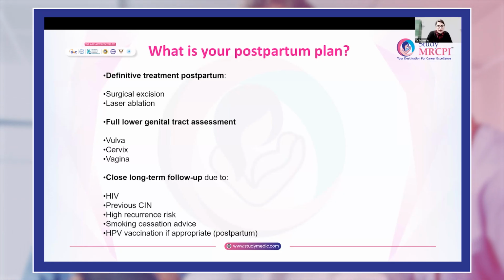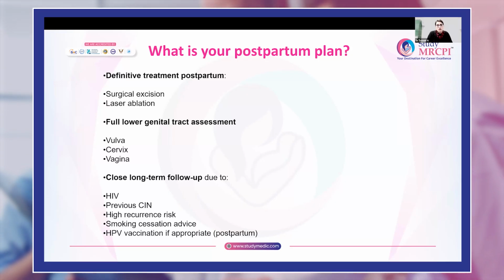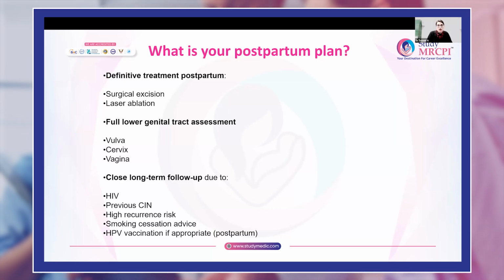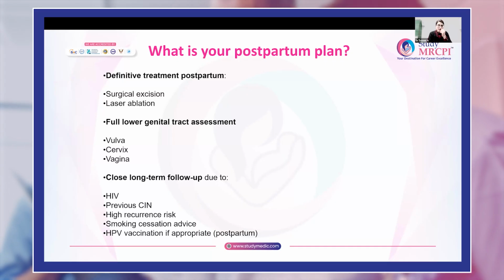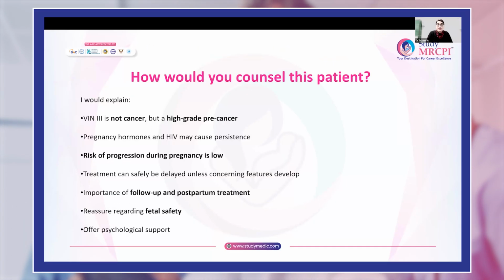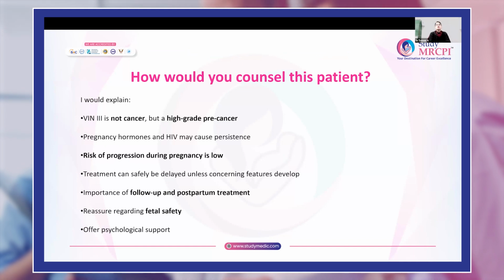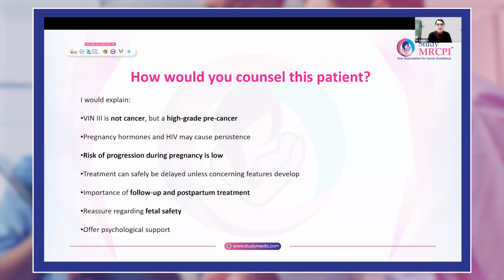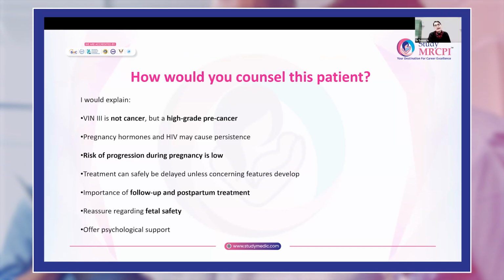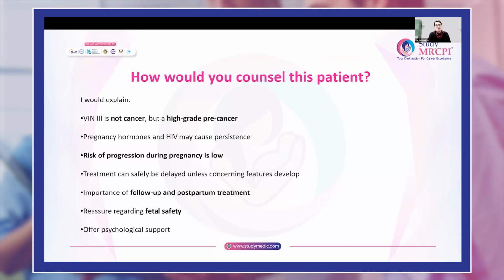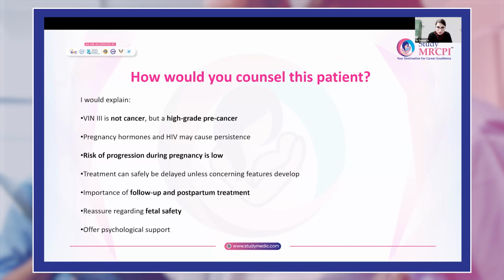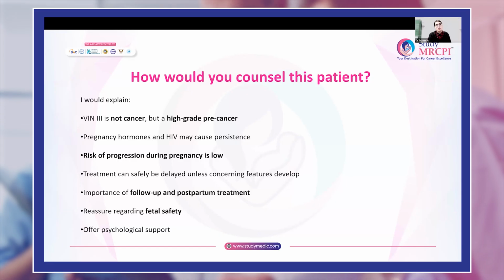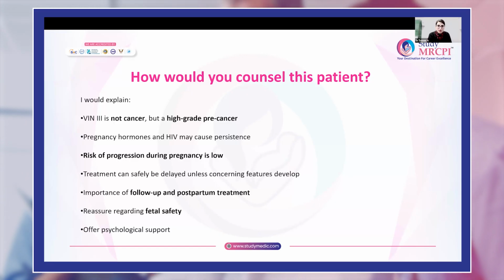High risk of recurrence. If there are any social habits which need to be optimized, she should be connected with stop smoking services, and she should be advised on long-term follow-up for her cervical disease as well. This patient should be counseled in a very sensitive way about vaginal intraepithelial neoplasia, which is a pre-malignant lesion and not a cancer. But it is a high grade pre-cancer lesion, so treatment as well as follow-up is very important. She should be counseled about the treatment and follow-up for HIV, and also about the follow-up of her cervical pathology.